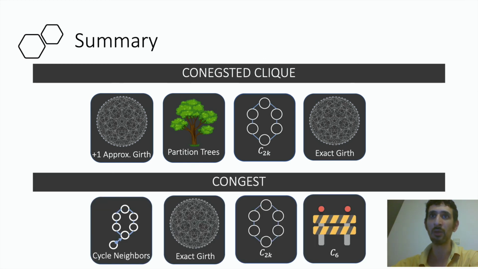In the Congest model, we've seen the cycle neighbors technique, which gave us faster algorithms for small even cycle freeness problems and the exact girth problem, and also obtained circuit complexity barriers for improving the currently known lower bound for C6 freeness.